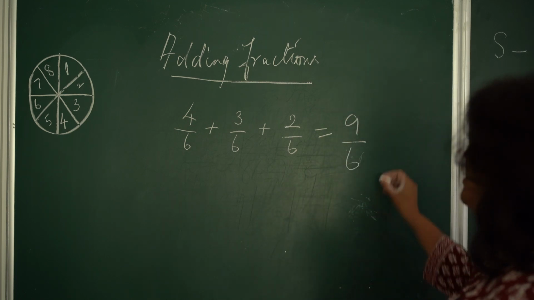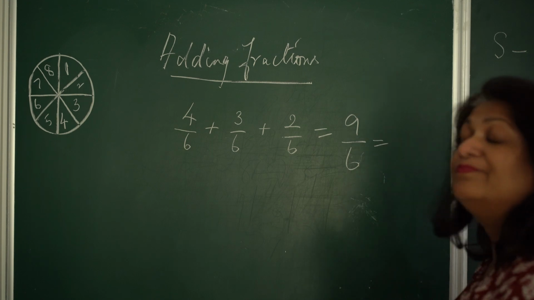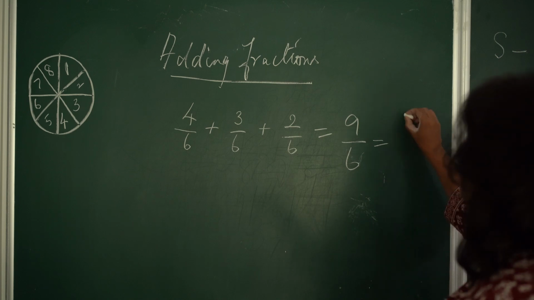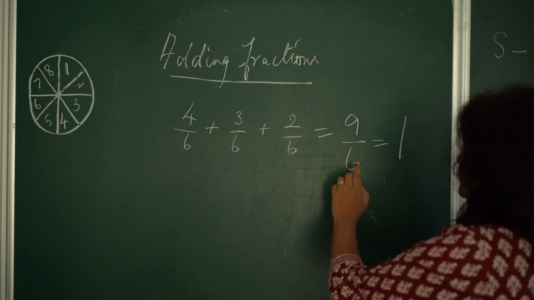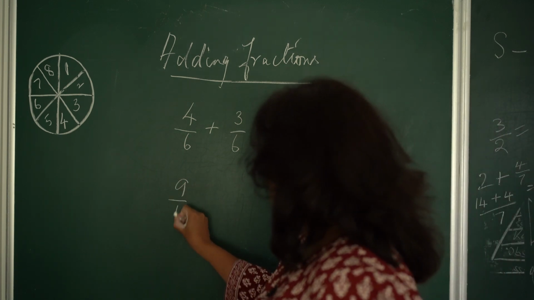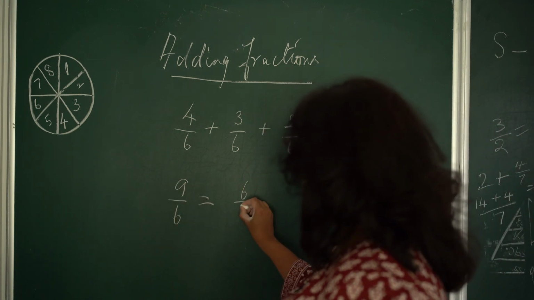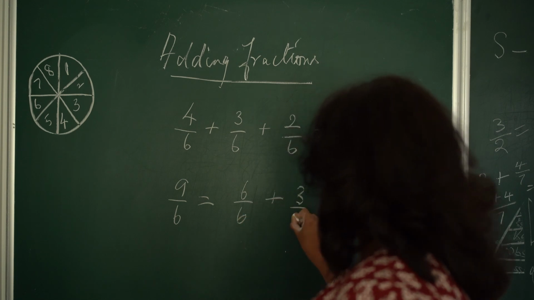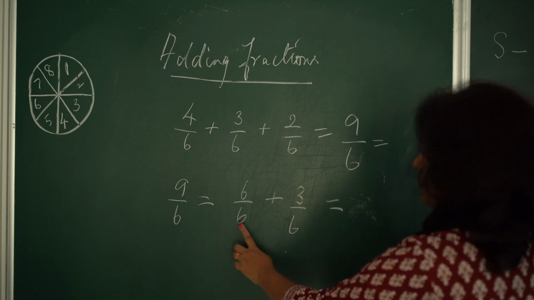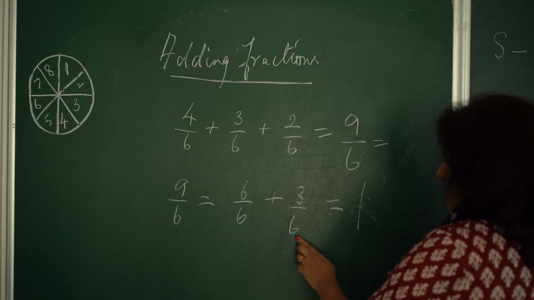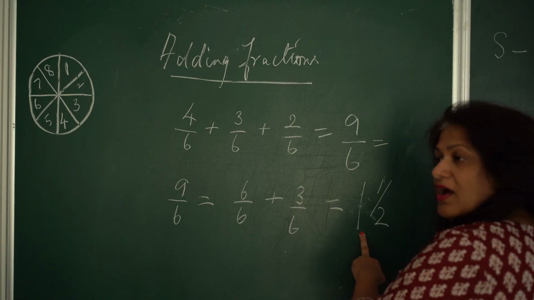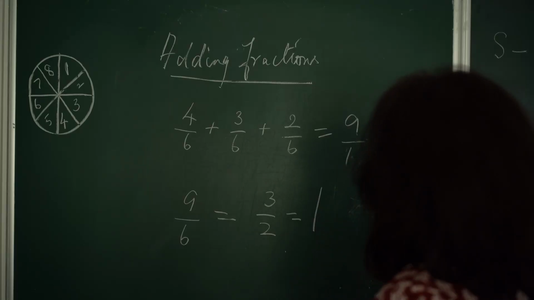Convert it into a, what can it be converted to? Simple, you will only get a mixed number. It will be 1 because, let me do it in another step. This 9 by 6 is nothing but 6 by 6 plus 3 by 6. And what does it become? This fellow will become 1 and this one will be half. So it is 1 and a half. The next one.